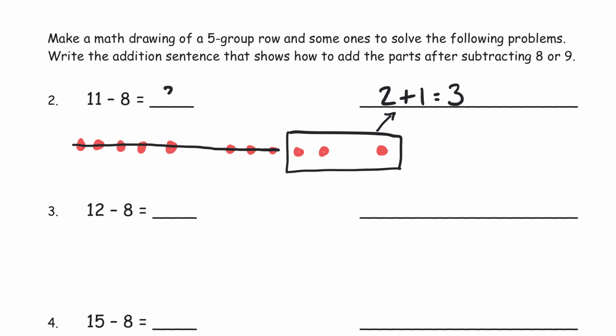So again, I keep saying this because I really want us to get this down. We have a group of 11. We take 8 out of that group. There's 3 left over in the group. So here's our group of 11. We took out 8 of it, and we have 3 left over in the group.